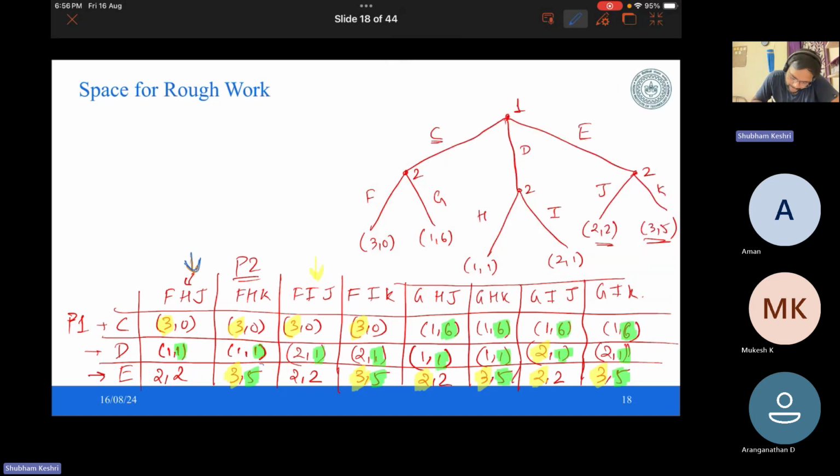You see, best responses intersecting here, here, here, here, and here. So there are 5 Nash equilibriums for this game. What are the Nash equilibrium? Where player 1 is playing E and player 2 is playing this, this, this, and this. And the other is when player 1 is playing D and player 2 is playing this. So there are 5 Nash equilibriums for this game. Is this all right?